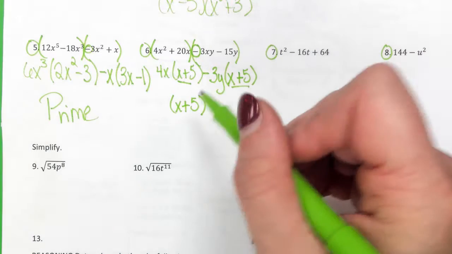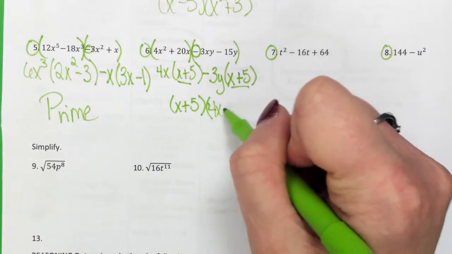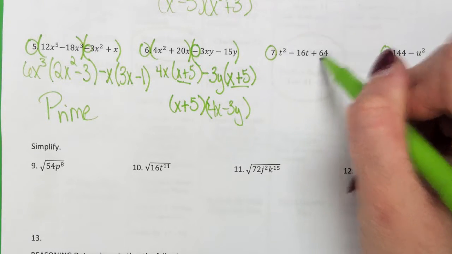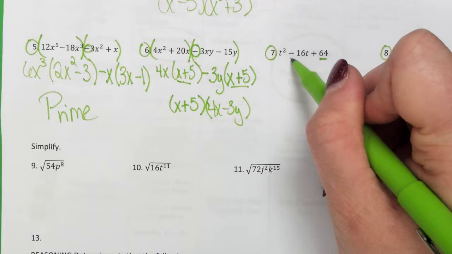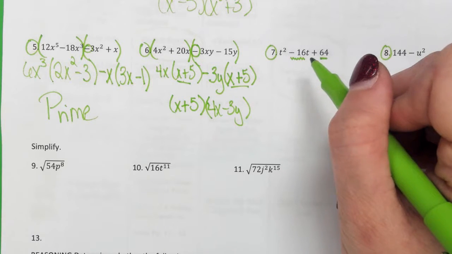Alright, what do we have left besides x plus 5? There you go. Minus 3y. Perfect. Alright, number 7. How many terms does it have? 3. Does it have a GCF, though? Nope. So what are the factors of 64? 8 and 8. How does 8 and 8 give me -16?